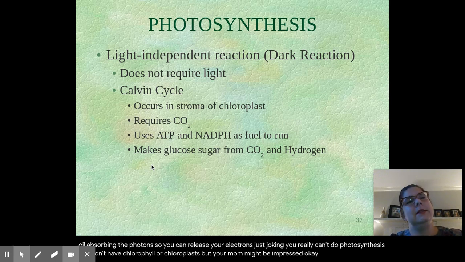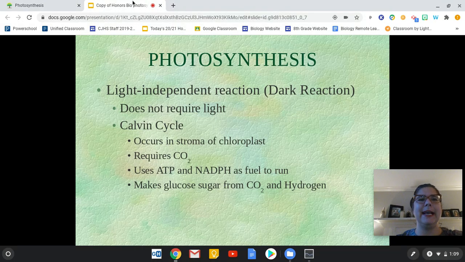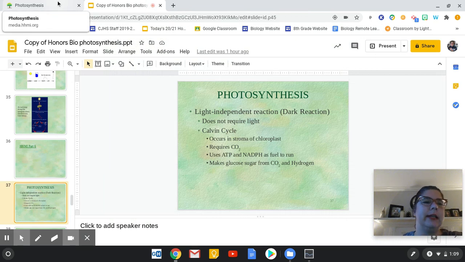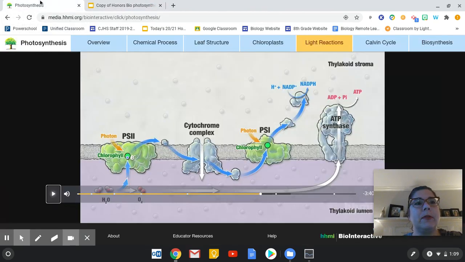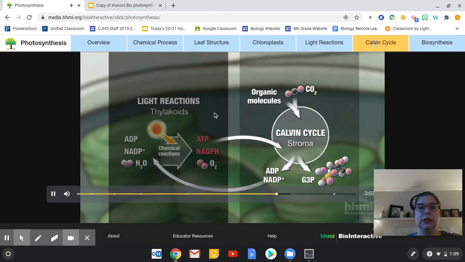Okay, next up, light independent reaction, also known as the Calvin cycle. Because we always want to name things. If you're a scientist and you work on something, sometimes you get things named after you. So we're going to explore the Calvin cycle, aka the light independent reaction. I'm not going to play the full part, but we'll look at part of it. The Calvin cycle takes place in the chloroplasts.